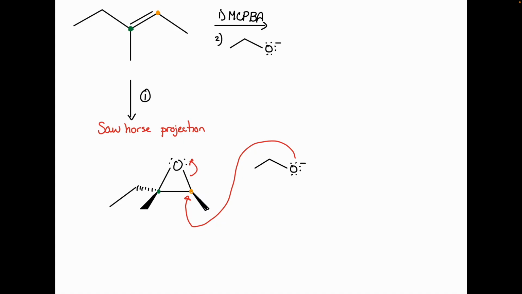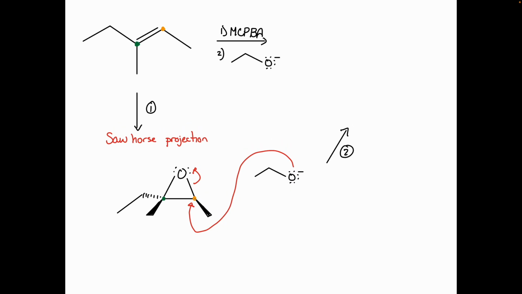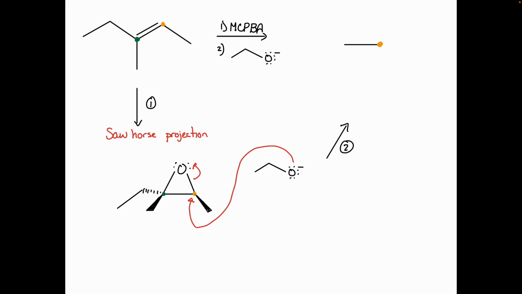All right, I guess we can go all the way up here. We can go back to where our product side. So then when I draw my product here, again, I'm going to be in my sawhorse projection. So here's my orange carbon. Here's my green carbon. According to my mechanism here, on that green carbon, where should that hydroxyl group be pointed? Up or down?